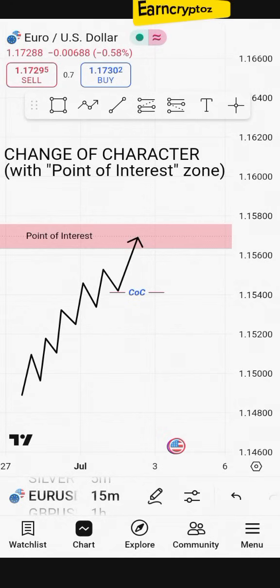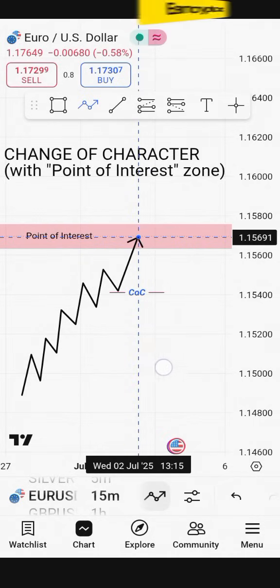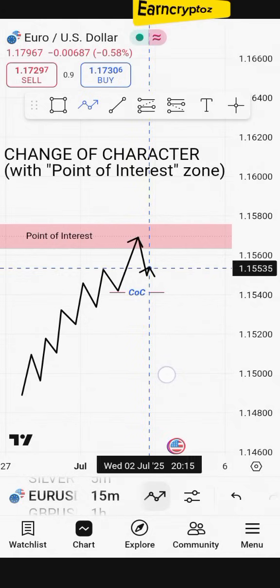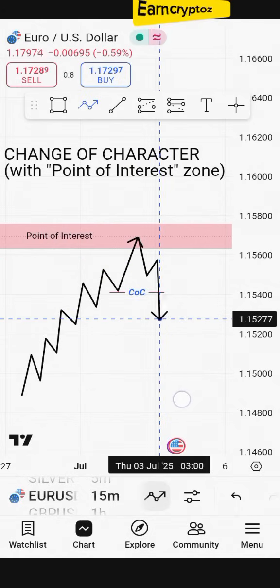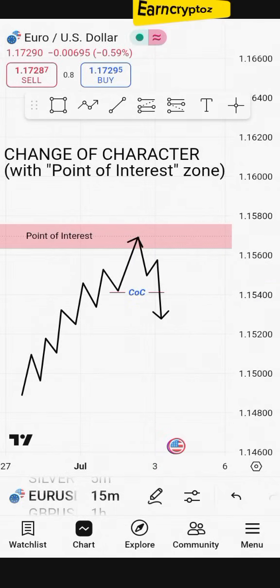When price hits the point of interest, that is a valid zone, and mitigates this zone, which used to be the inducement, it means there's a change of character. It means there's an indication or a signal that the trend is going to reverse.